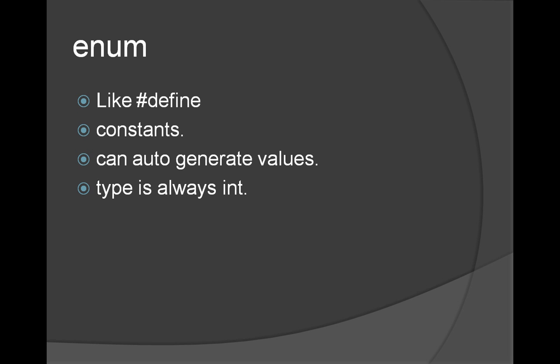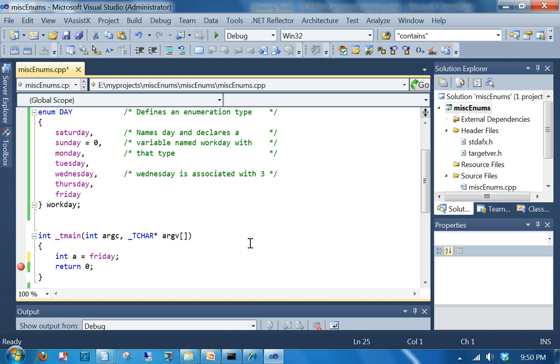So the next topic is enum. Enum is pretty much like hash define. They are a way of defining constants. Also it can auto generate values.